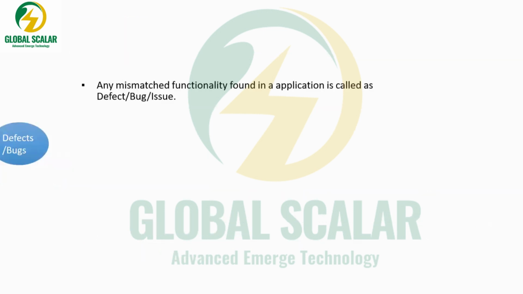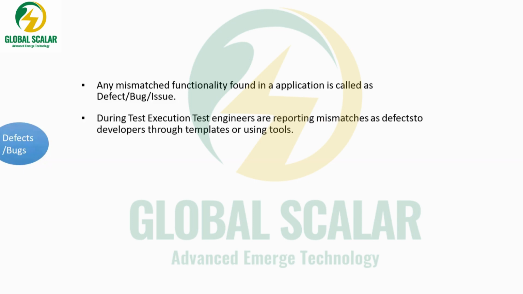Okay, so next, coming to the defect. What is a defect or bug? As we discussed earlier, if any mismatch is found in the functionality of the software, the actual and expected results are not met, then it is called a bug. Any mismatched functionality found in the application is also called a defect, bug or issue. This is the definition.